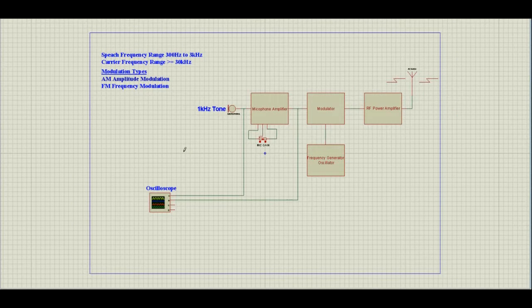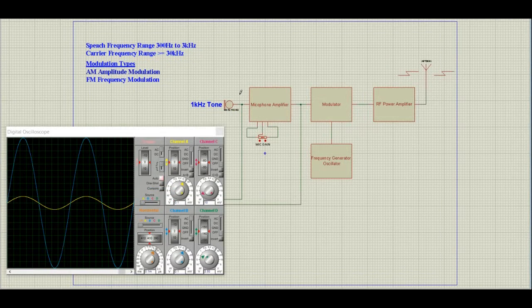Okay, let's have a look at what the signals look like in and out of the blocks. For the demonstration, I'm going to use an oscilloscope to show you what the signals look like. I'm going to be using a 1 kHz tone as my microphone signal, and I'll be using a 30 kHz carrier for the demonstration. The oscilloscope is showing the 1 kHz microphone signal out of the microphone as a yellow trace, and the blue trace is showing the amplified signal after the microphone amplifier.